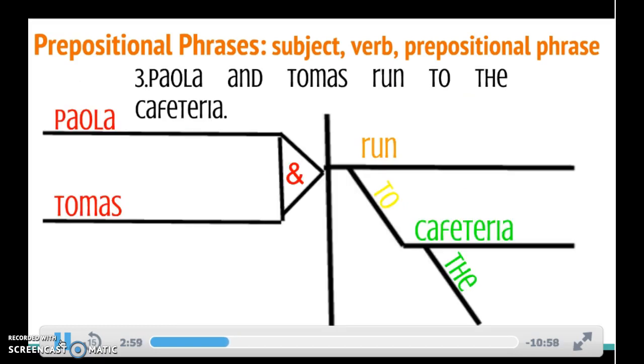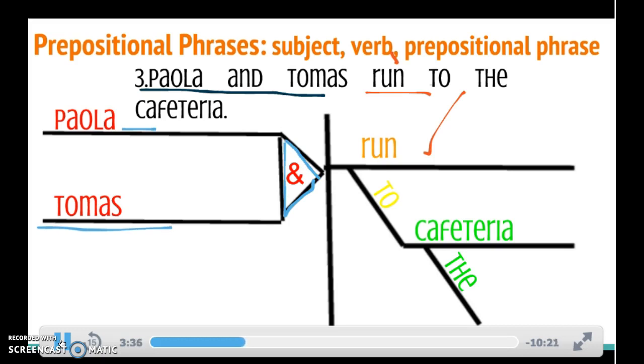Third, we're going to sentence diagram a subject, a verb, and a prepositional phrase. Oh, but I forgot, it's a compound subject. We're going to read the sentence. Paola and Thomas run to the cafeteria. First of all, what's our verb? Run. So we are writing run here. Perfect. Now, who is running? Who ran? Well, it's Paola and Thomas. So we're going to write here Paola. Here, our conjunction, the little triangle facing inward because it's a subject. And then Thomas below because it's our second subject.